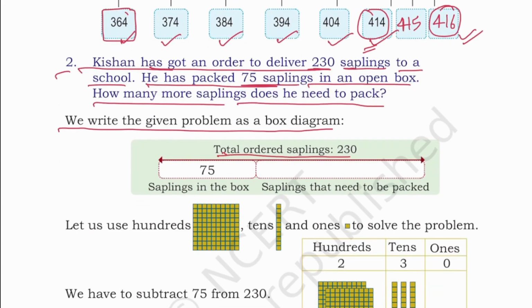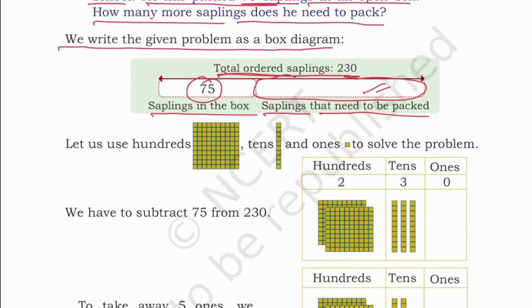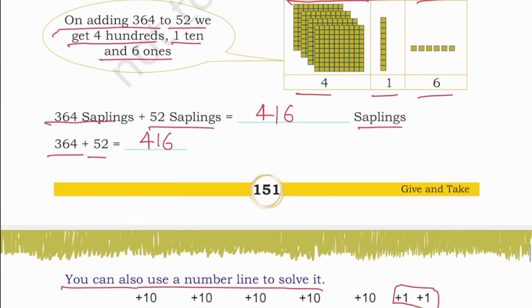Total ordered saplings is equal to 230. The saplings in the box, that is 75, plus the saplings that need to be packed, is equal to a given gap. How much should be written here? How much should be added to 75 to make it 230? That means we have to subtract 75 from 230. There is another method of subtracting and adding that we will use in future classes.